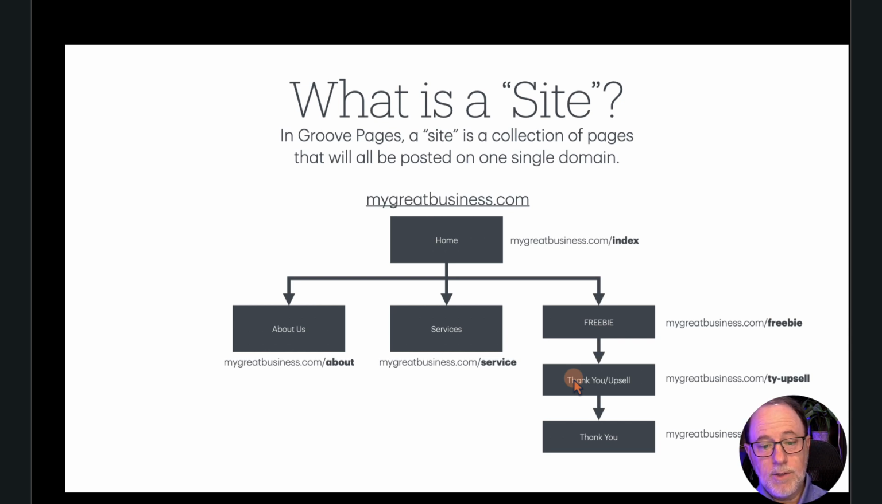So now we have 6 pages. All of the pages were built in one single site. And I'll try to show this when we get into Groove Pages specifically. But we have, again, mygreatbusiness.com/index/about/service. But over on the right side, our 3 funnel pages are /freebie, /ty-upsell or thank you upsell, and /thank-u. All of those pages are inside of one site. We don't build the funnel in a different site. We build it all in the same site.